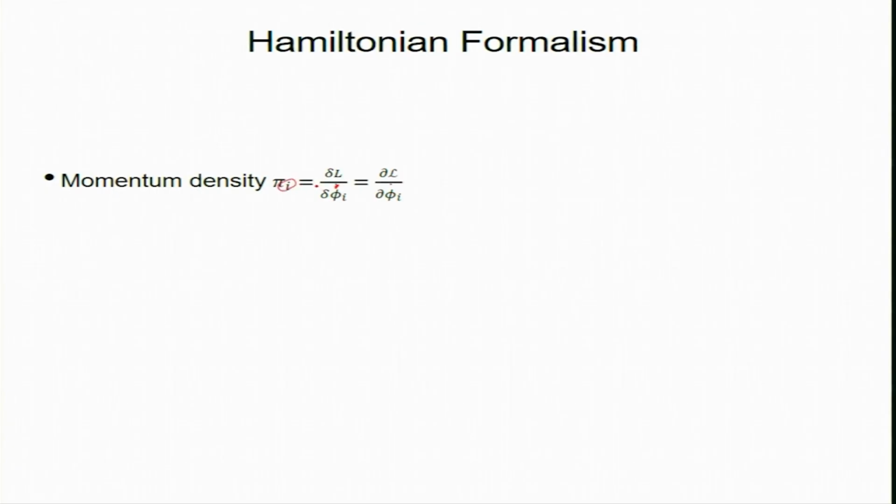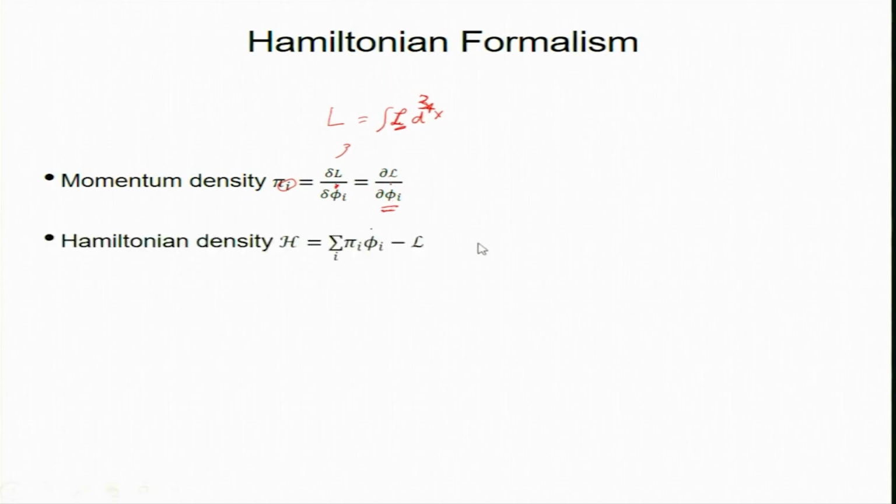Now i is a component, it could be the x component, y component, z component, so I get partial L partial phi i dot. Now, L is the integral of the Lagrangian density over d cube x. So for the total L I have to do the functional derivative because it is a function of phi, but when I go inside, this Lagrangian density is a function of phi, and then I do a partial derivative. Okay, now that is the momentum.